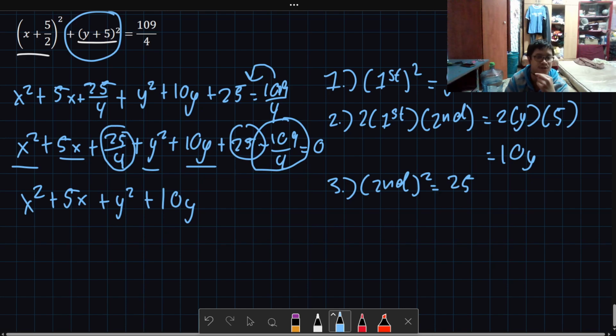Now let's add the constants together. There are fractions, so what are we going to do? Let's slow it down. We have 25/4 + 25 − 109/4. For me, I'll start.